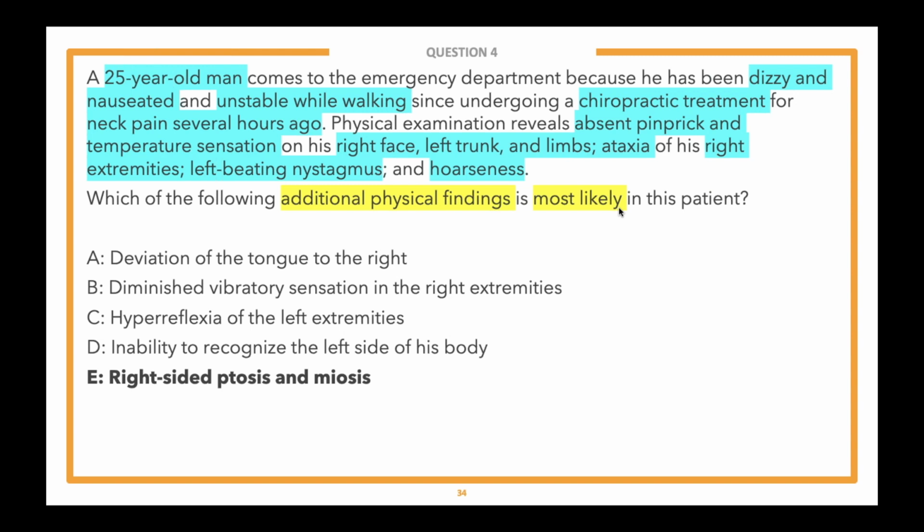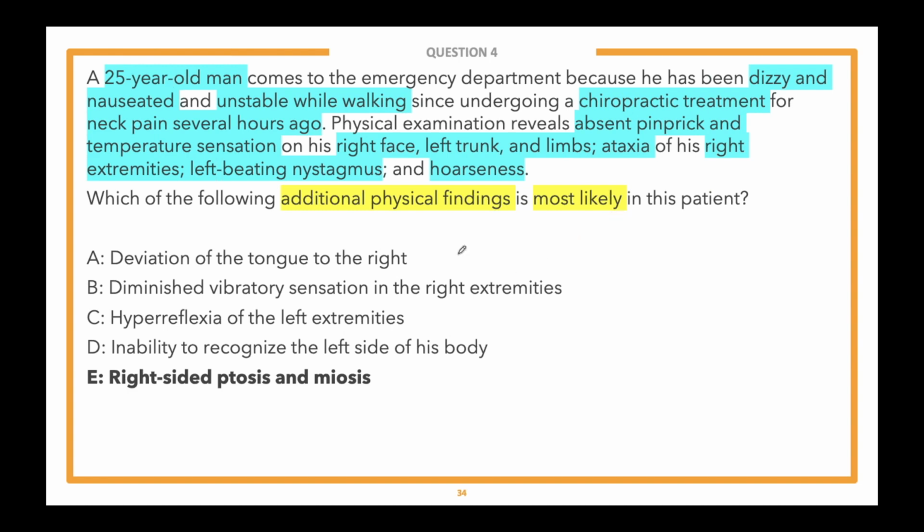Specifically the vertebral artery, okay? The vertebral artery gives rise to the PICA, or posterior inferior cerebellar artery, okay? The PICA supplies blood to structures of the lateral medulla, okay? So let's go ahead and take a look at the next slide.